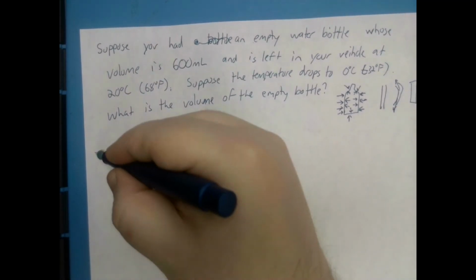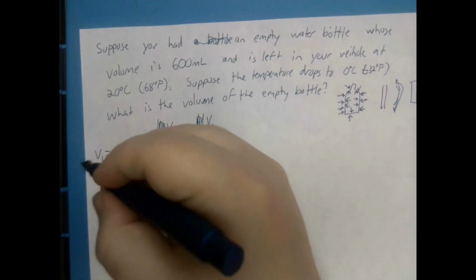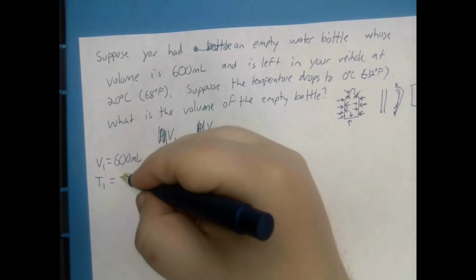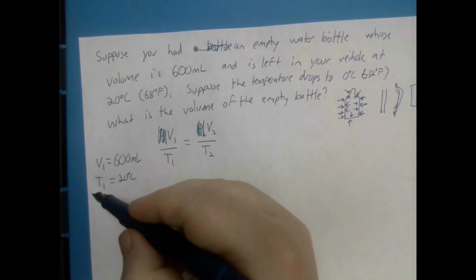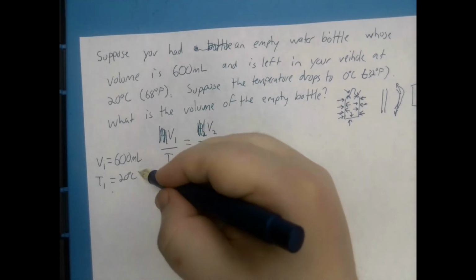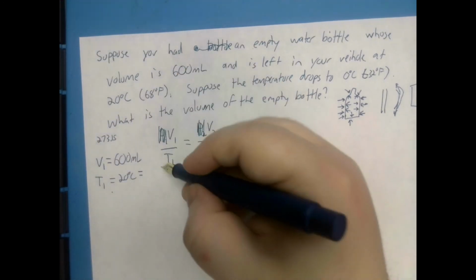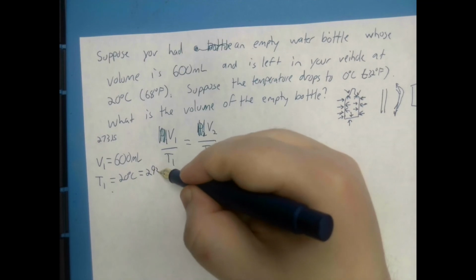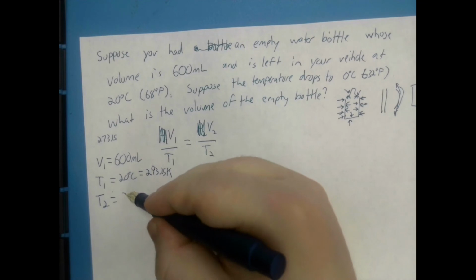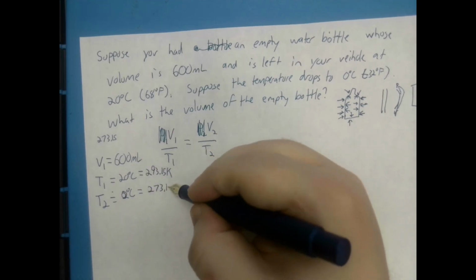So the initial volume is 600 milliliters. The initial temperature is 20 degrees Celsius. But is this a delta T? So that means we have to convert it by adding 273.15. So that's 293.15 Kelvin. The final temperature is thus 0 degrees Celsius, which is equal to 273.15 Kelvin.